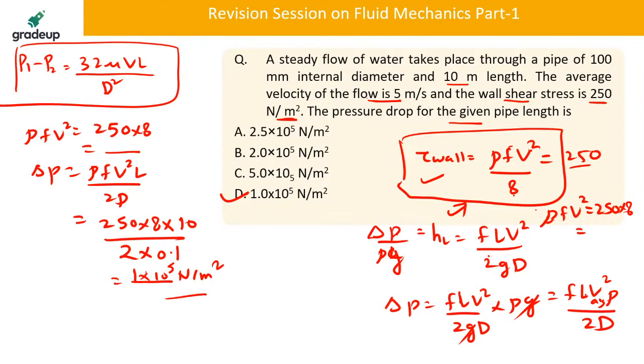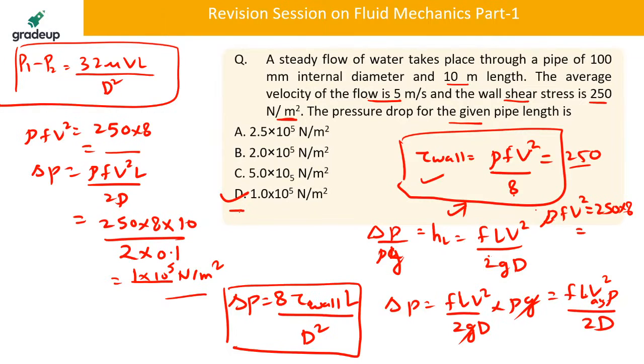Are you getting the answer, everyone? So you have to remember this formula, it is a very important formula for wall shear stress, it is equal to rho f v square by 8. Or we can simply say that the pressure drop will be equal to 8 into tau naught L, 8 into wall shear stress into L divided by D square. If you use this formula, then also you'll be getting the direct answer. So you can say pressure drop is equal to 8 into 250 into L. L is equal to what? The length of the pipe is equal to 10 divided by D square, that is 0.1 whole square. If you just solve it, you will be getting the answer. Are you getting the answer, everyone? Sorry, that will be 2D.